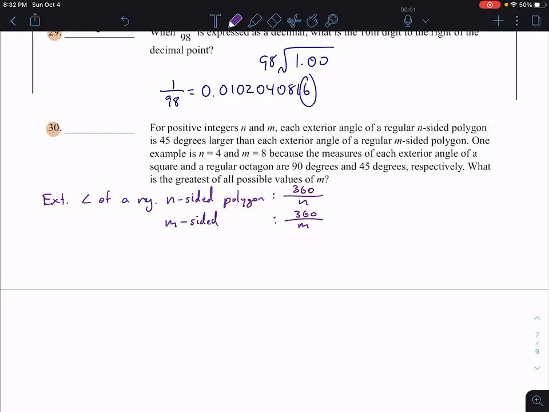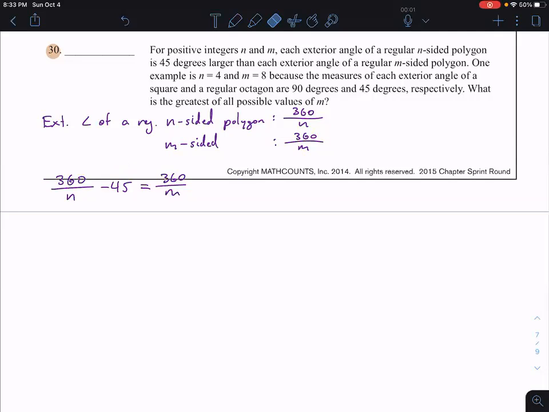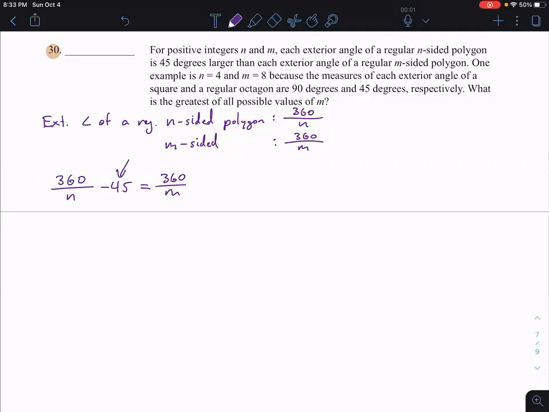So now we can create this equation: 360 divided by n minus 45 is equal to 360 divided by m. The 45 comes from the problem, since we want the exterior angle of n to be 45 degrees larger than m.